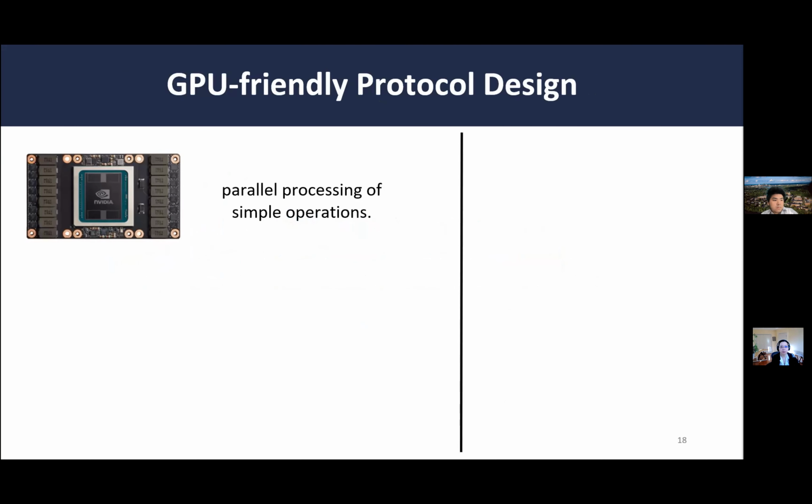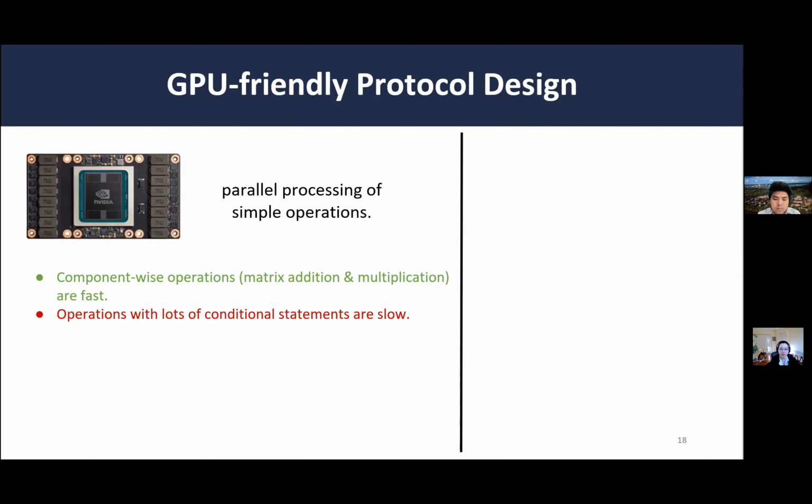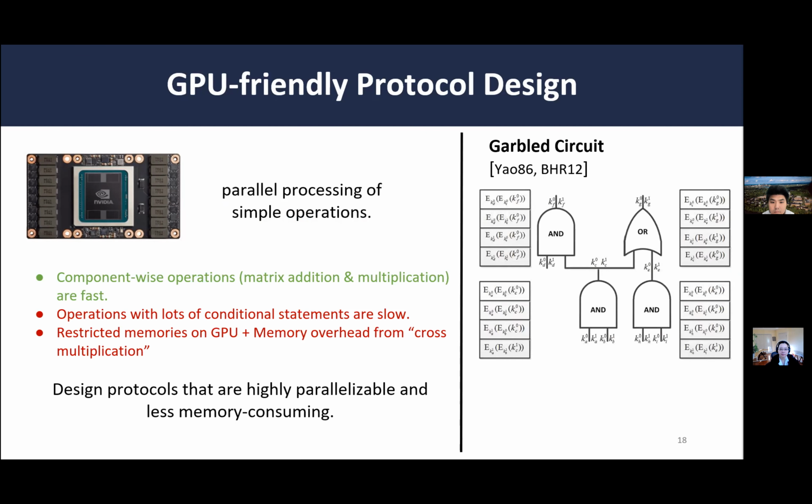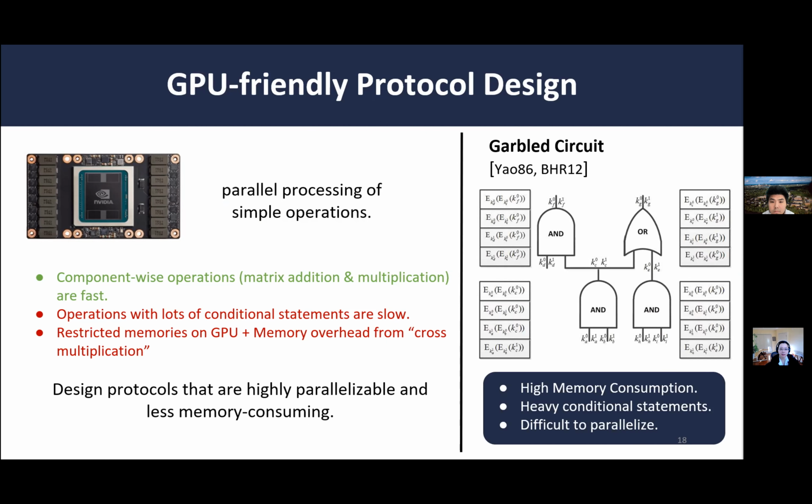The design principle for GPU-friendly secure multi-party computation is that we need to utilize what the GPU is good at. The GPU is highly optimized for parallel processing of simple operations, so component-wise operations like matrix addition and multiplication are fast, but operations with lots of conditional statements are slow. Also, if we are using one GPU, then we have restricted memory on the GPU, and also memory overhead for cross multiplications. As a result, we need to design protocols that are highly parallelizable and consume less memory. That means classical methods such as garbled circuits won't be a good fit because of high memory consumption and heavy conditional statements, which make them difficult to parallelize.